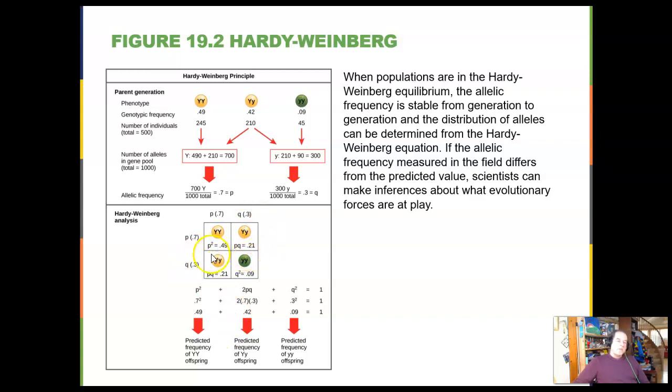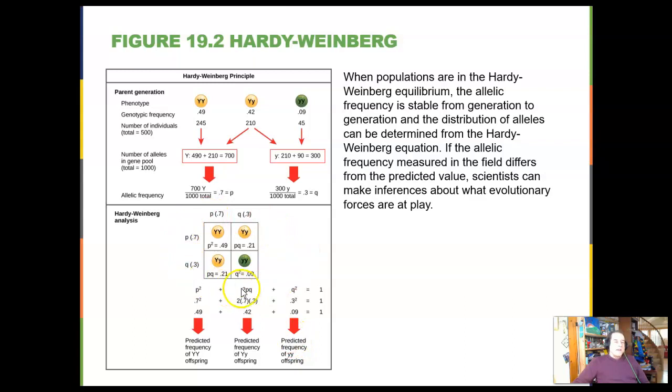And then finally, 0.3 times 0.3 equals 0.09, and that's our homozygous for the other allele. In the case of these pea plants here, it is a recessive allele, so these are the green individuals. These are yellow, and these are yellow. But those are our 3 different genotypic frequencies. All right, so 0.49 plus 0.42 plus 0.09, and those should add up again to 1. If they don't, you go back and check your math. That's the predicted frequencies of these populations.